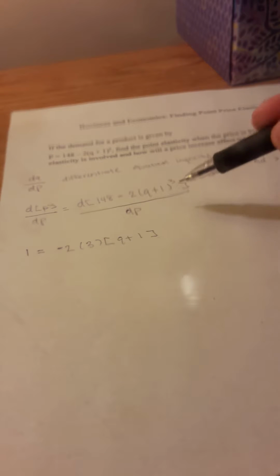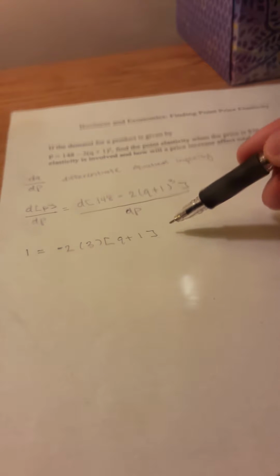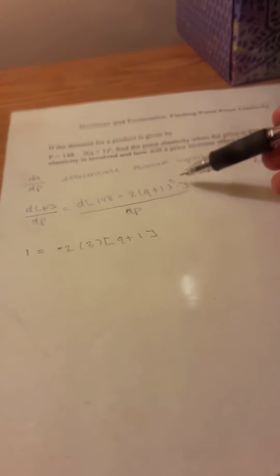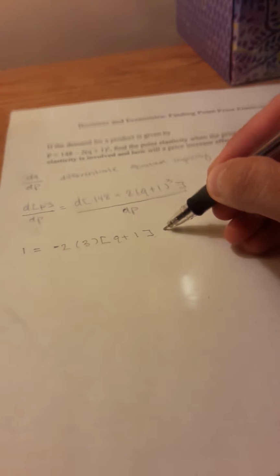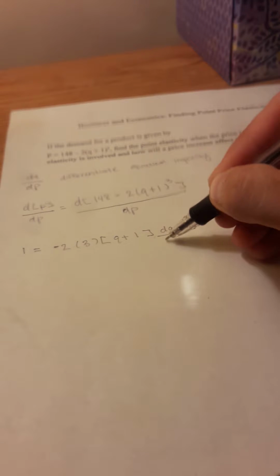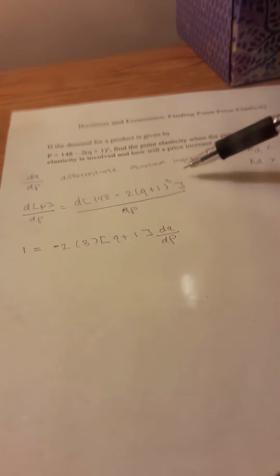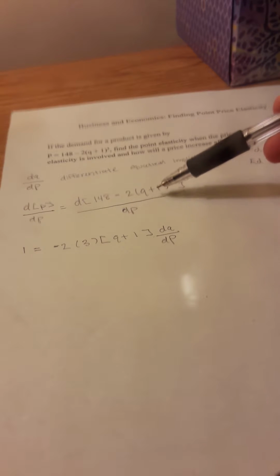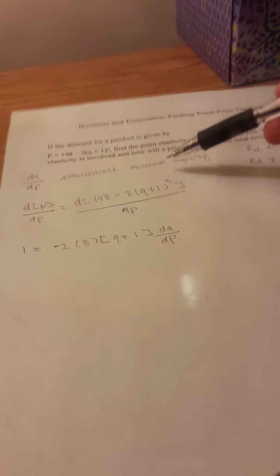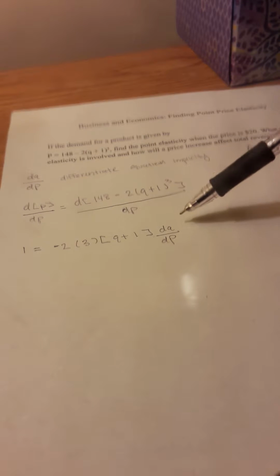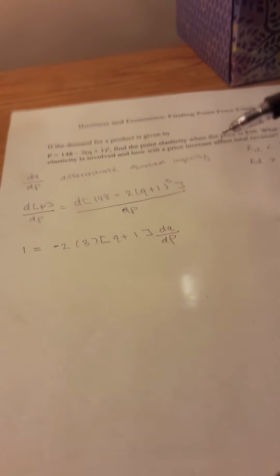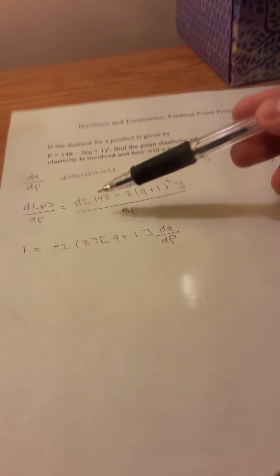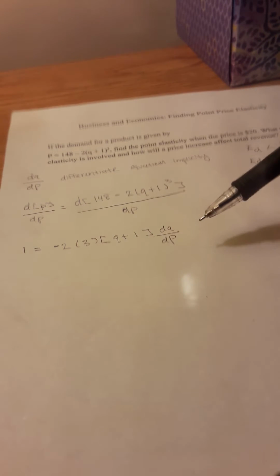Okay, so instead of multiplying by the inside derivative of the function, we're going to go ahead and leave it in terms of dq/dp, which technically that's what it is, right? The derivative of the inside function is the change in q with respect to p. But instead of actually solving for that, which is 1, we're just going to leave it as dq/dp. Okay, so this is what you have so far: 1 equals negative 2 times 3(q plus 1) times dq/dp.